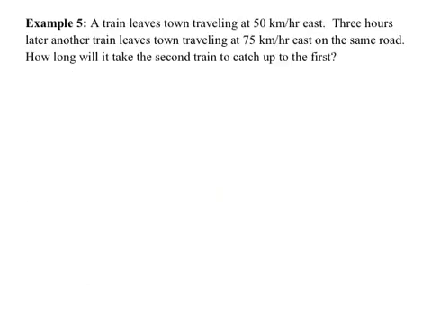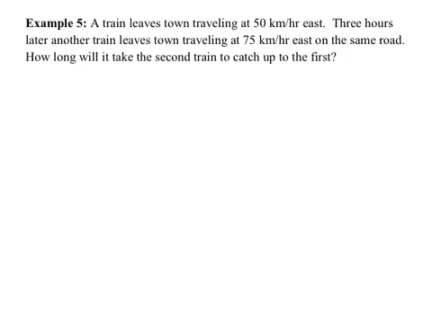Example 5. A train leaves town traveling at 50 kilometers an hour east. 3 hours later, another train leaves town traveling 75 kilometers an hour east on the same track. How long will it take the second train to catch up to the first? So we've got a train that has a head start, but the second one's traveling faster, so it's going to catch up eventually. Now, there's a few ways to solve this.